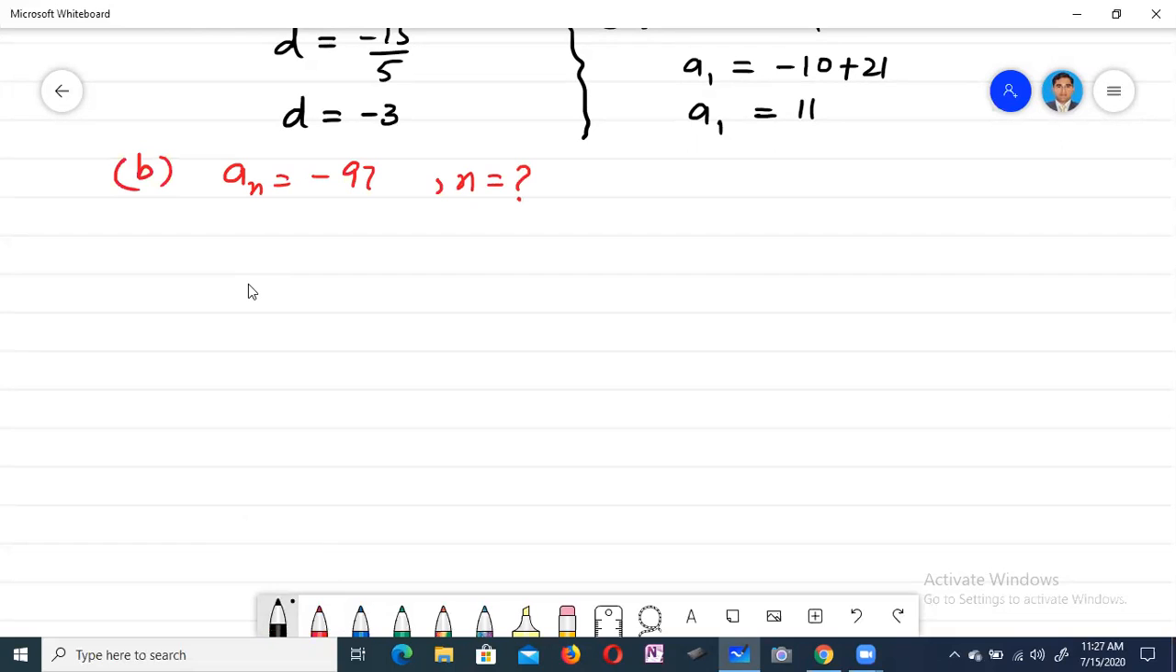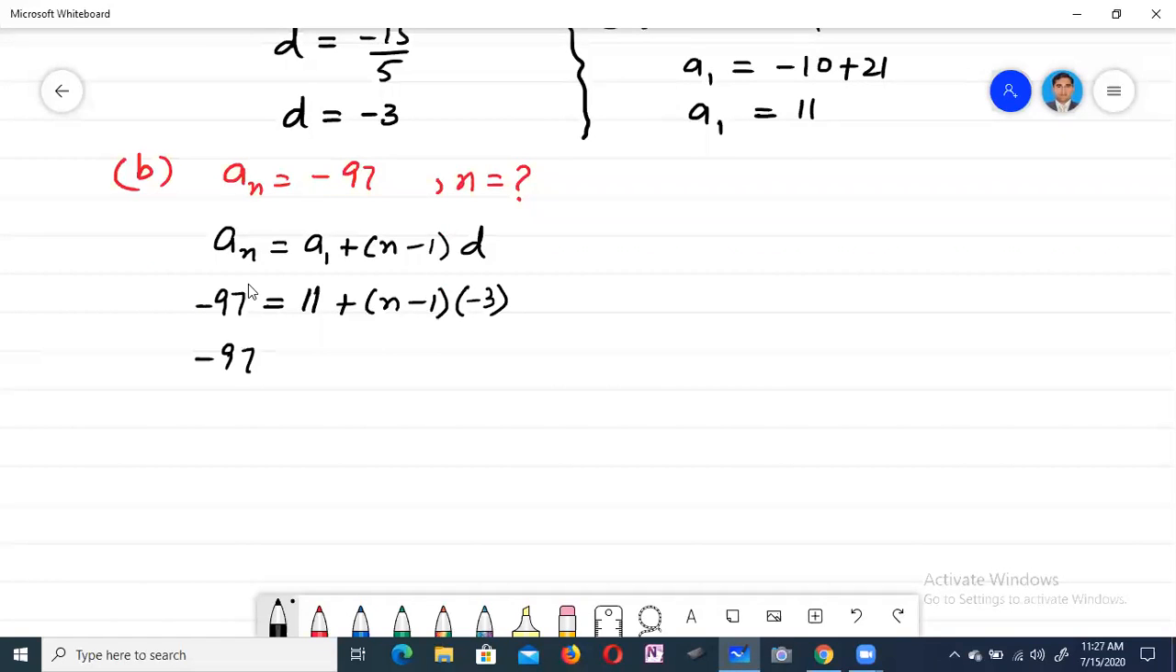This is part B. You know, an is equal to a1 plus n minus 1 into d. An is given here, that is minus 97. A1 now we get here in part A, that is 11, plus n minus 1 into d. D also we found here in part A, that is minus 3. You can see here, minus 97, this 11, this side is minus 11 is equal to minus 3 into n minus 1.